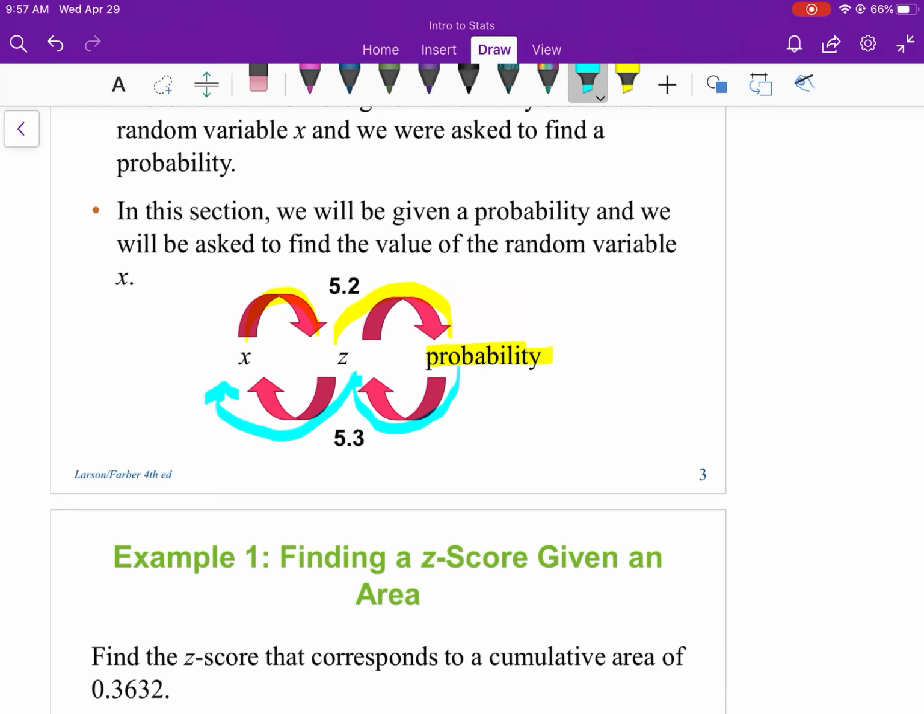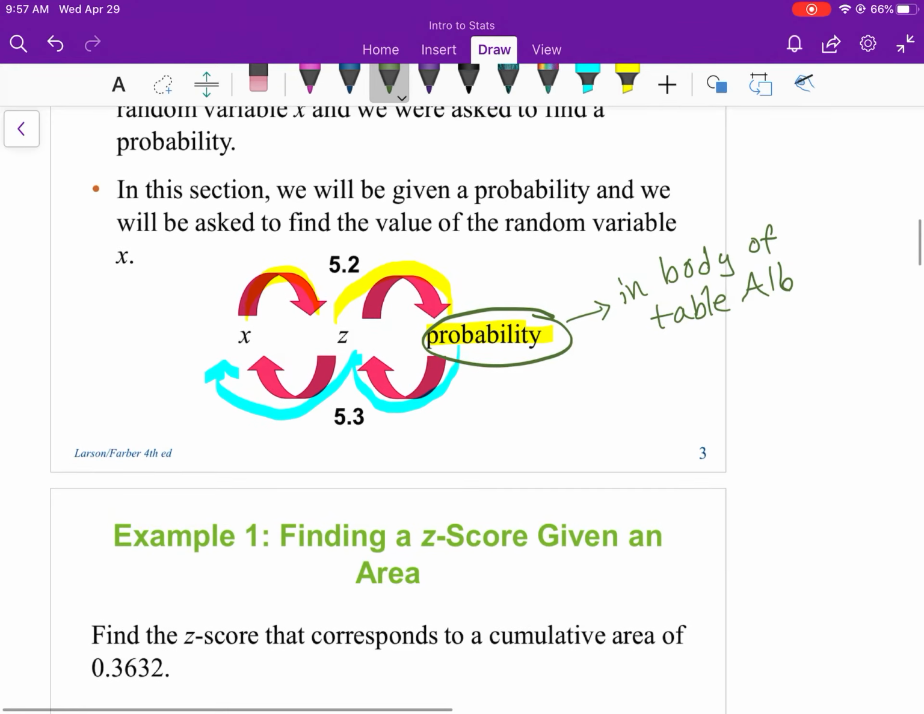If you're going to be given a probability today, that is in the body of the table. So you'll need your book open to page A16 because we're going to be using that table a lot in this lesson.